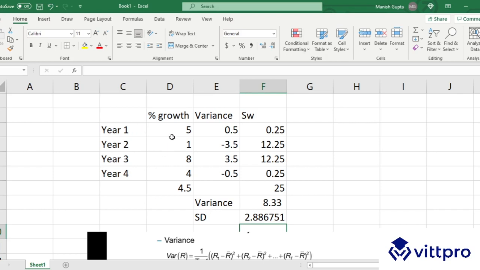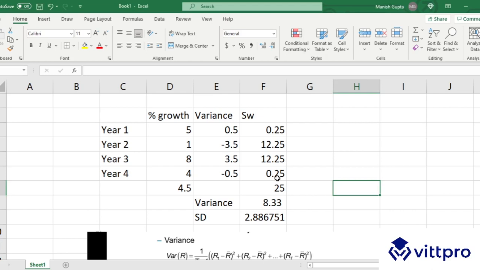And you can feel the volatility here. Average is 4. In 1 month it goes down to 1%, another month it goes up to 8%. Only 2 months are near the average, right? So this standard deviation tells us how volatile the stock is. The concept of standard deviation is clear.